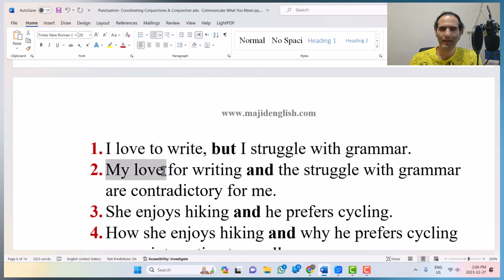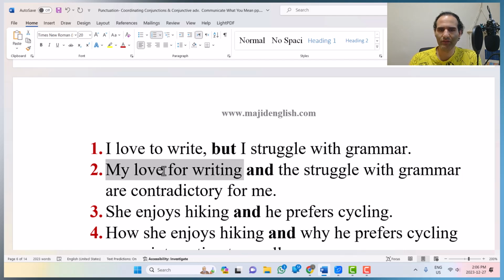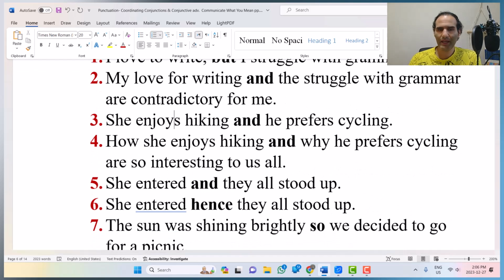Number 2: "My love for writing and the struggle with grammar." These two are phrases, they are not clauses. My love for writing, phrase. The struggle with grammar, phrase, so it does not need any comma before. Number 3: "She enjoys hiking, and he prefers cycling." Two independent clauses. We need a comma before the coordinating conjunction.